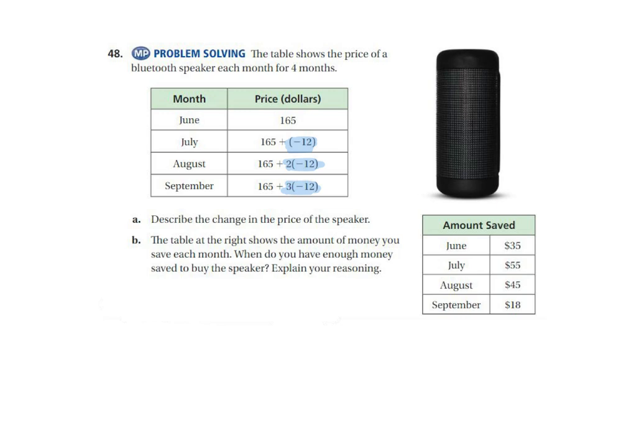What we should notice is that June is the starting point, so that would be month 0. July would be 1 month, August would be 2 months later, and September would be 3 months later. Hence, the numbers 3, 2, and ultimately the number 1 could go right there. So we can say that the change in the price of the speaker is going to be negative $12 per month.